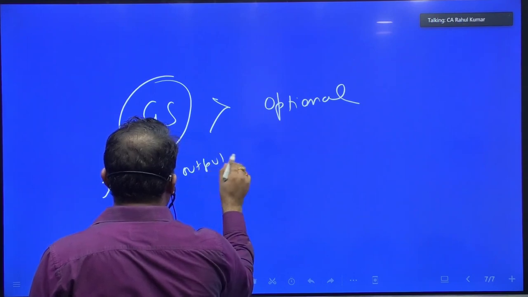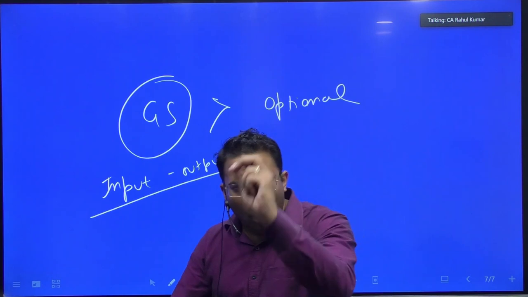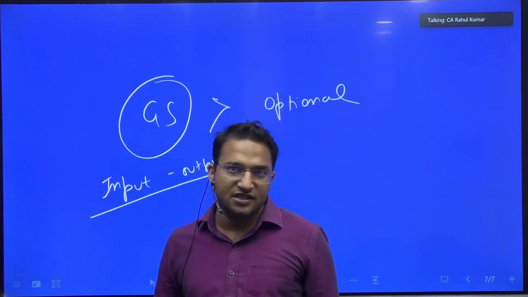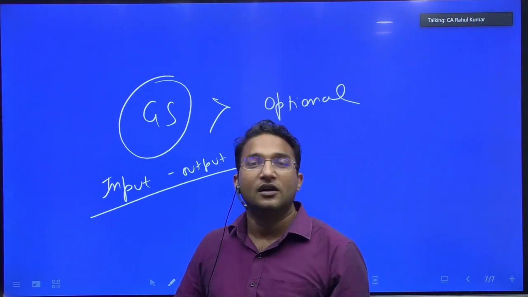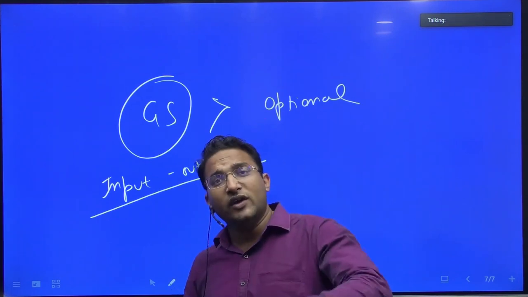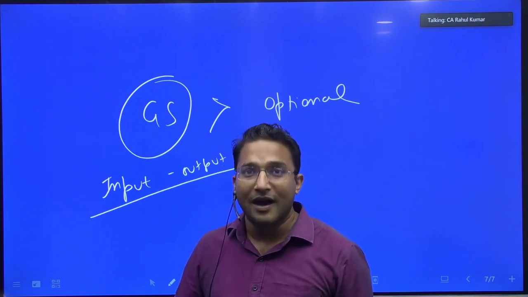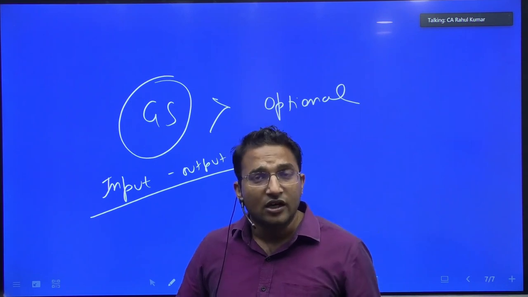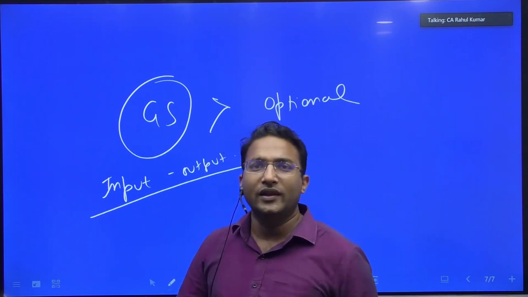There is a saturation in marks in GS. You have to work a lot to get very excellent marks compared to optional. In optional, if you give time, then you can get very, very good marks. But in GS, even if you give time, there is no surety that you will get good marks, because there is a lot of subjectivity: which sources you are following, the way you are covering, the way you are doing the answer writing.